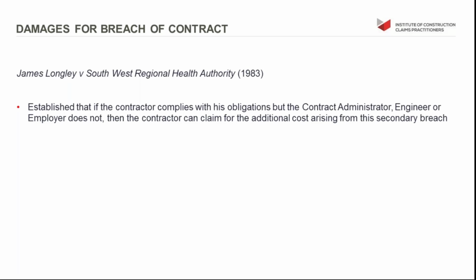These would be costs that would arise from a secondary breach. The first breach has occurred where perhaps you haven't had access and you've been entitled to an extension of time, and that's fine. They're all activities that you have to do as part of your contractual obligations. But then when the contract administrator fails to deal with the submissions that you put forward, then there's a secondary breach. And that's something that in James Longley, it was held that the contractor could pursue his additional costs.